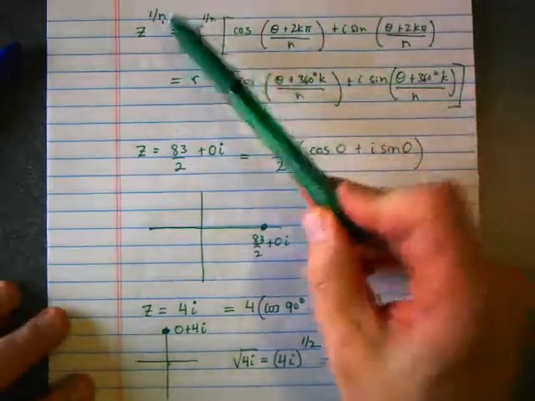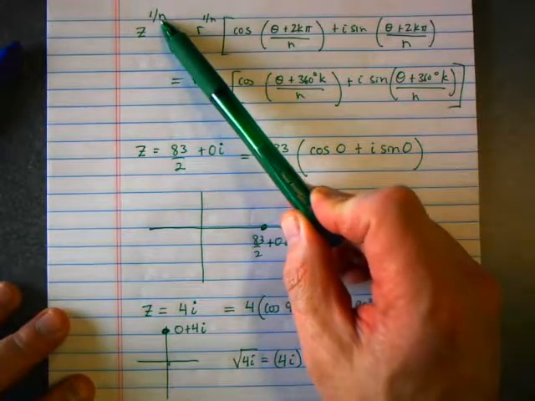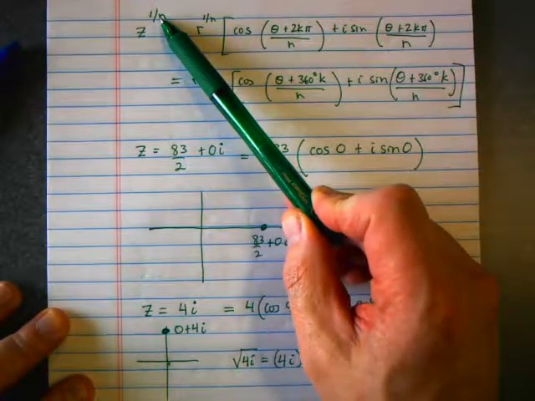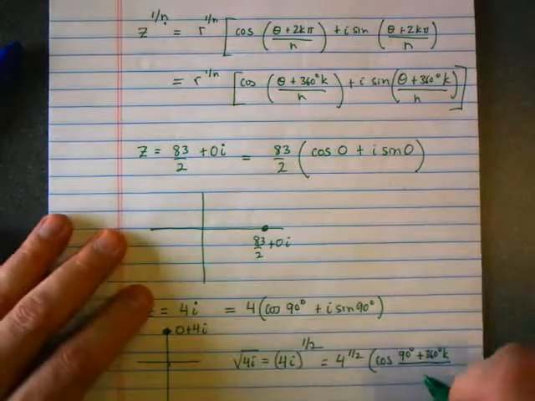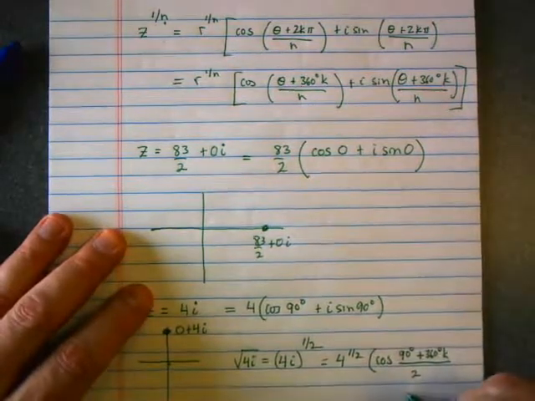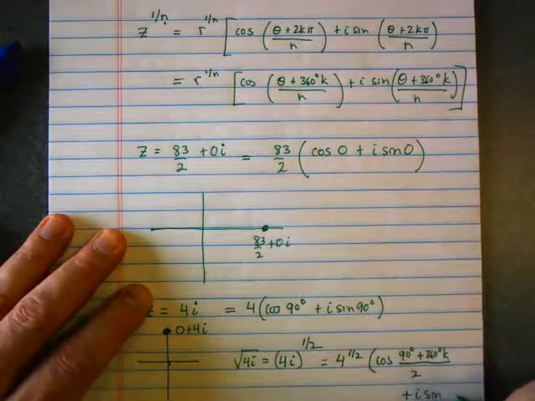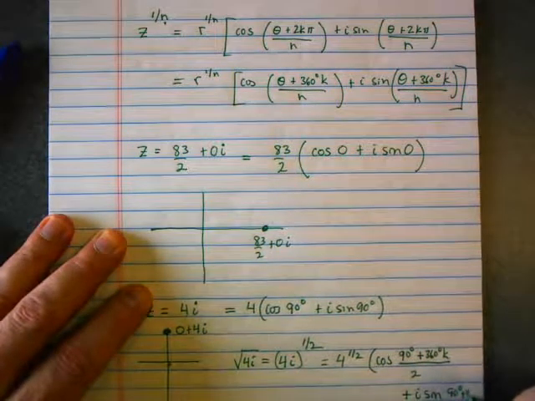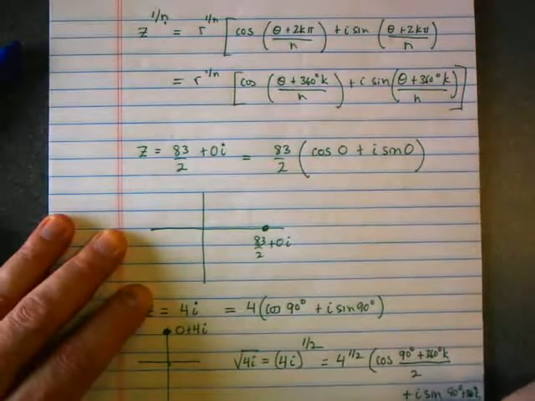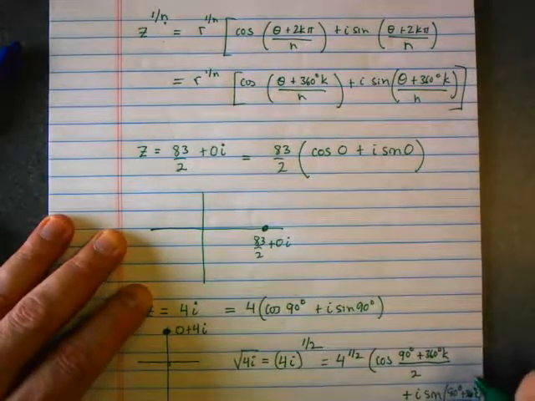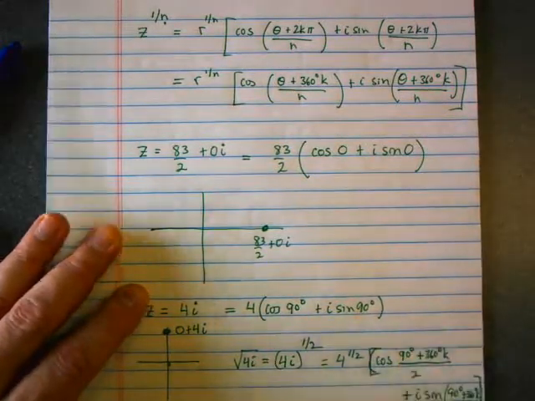N is this N up here. So N in this problem is 2 because we're doing square roots. That's 2. And then I didn't leave myself enough room, so I'm going to sneak it in down here. Plus i sine 90 degrees plus 360 degrees k over 2. All right, now what's this k?